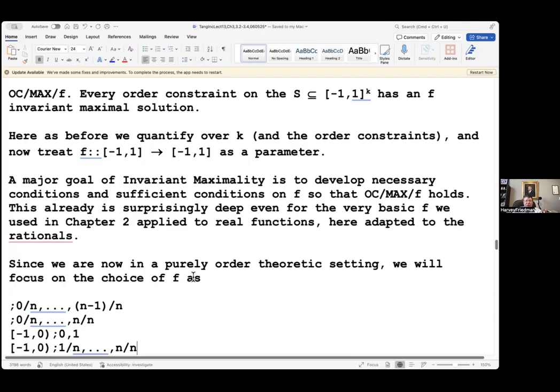Now we're quantifying over K and the order constraints, and we now treat this partial function as a parameter. A major goal of invariant maximality is to develop necessary conditions and sufficient conditions on F so that OC of max F holds. This already is surprisingly deep, even for very basic F we used in chapter 2, applied to real functions, here adapted to the rationals. Actually restricted.